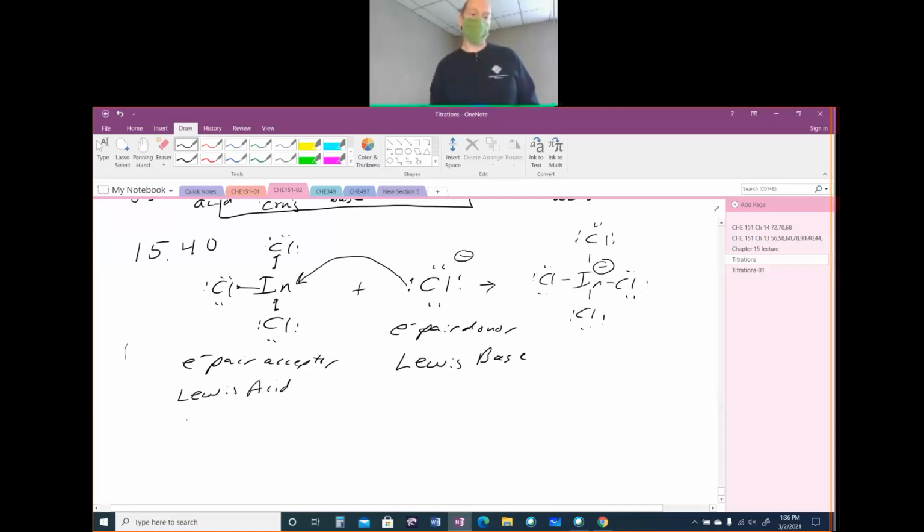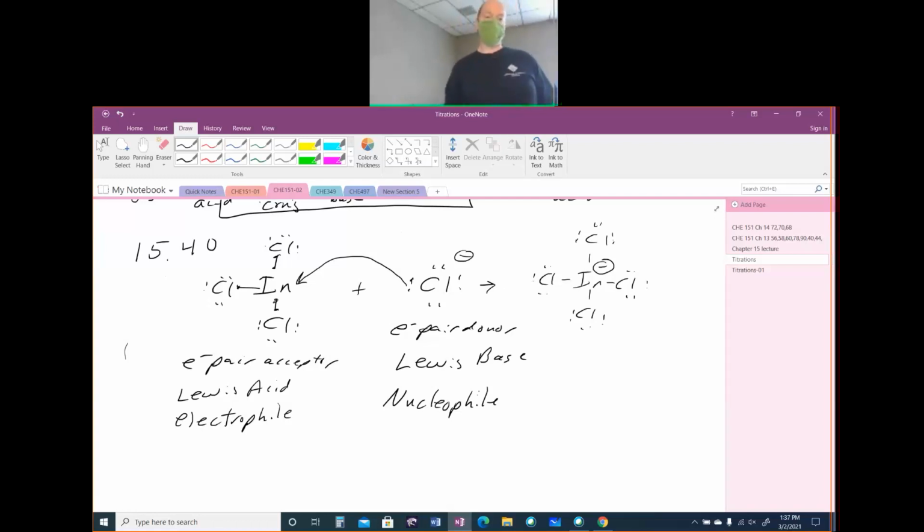Lewis acid is an electrophile, which means it would love to get electrons. And your Lewis base is a nucleophile. It is looking for a nucleus to give its electrons to. So you have a nucleophile and you have your electrophile.